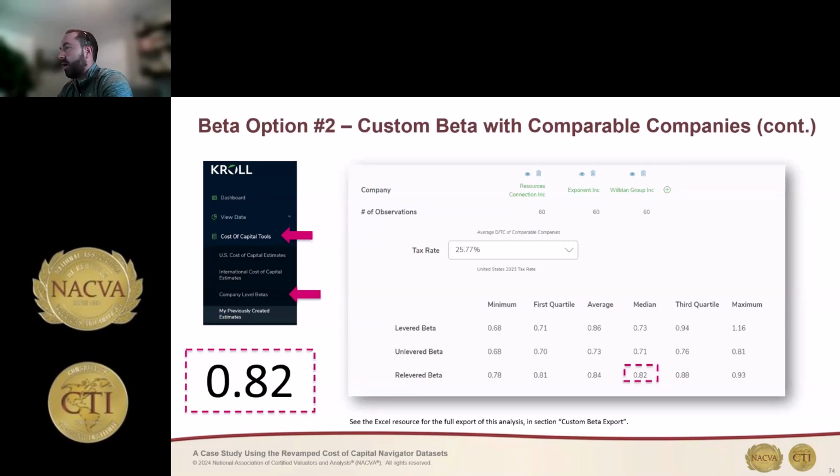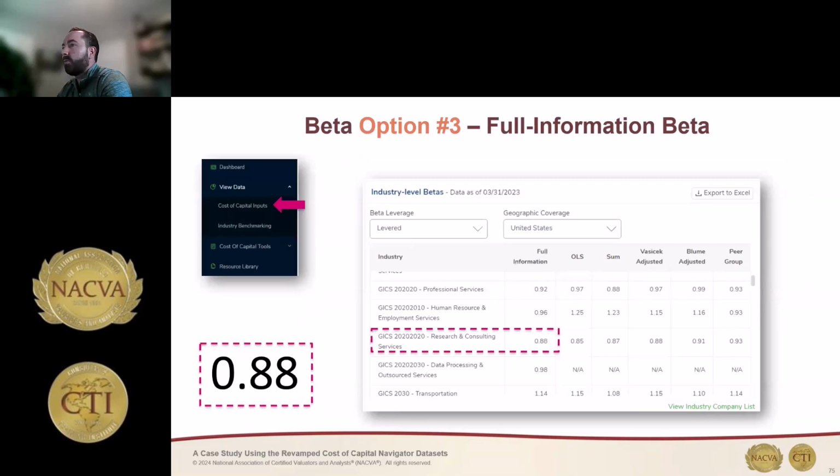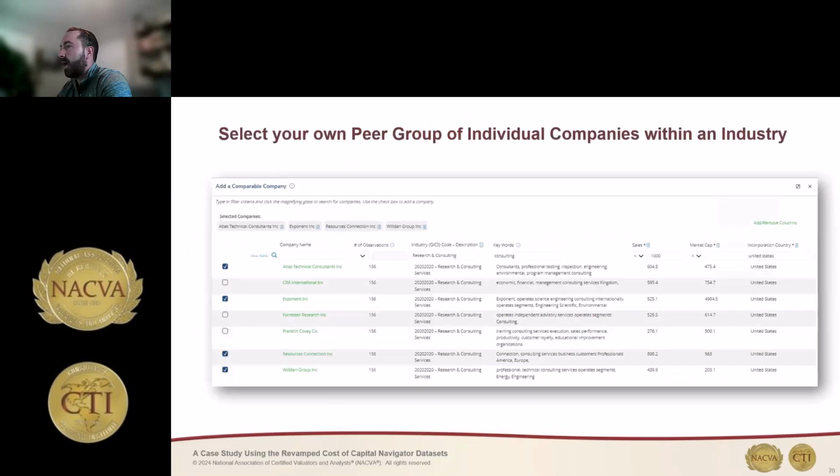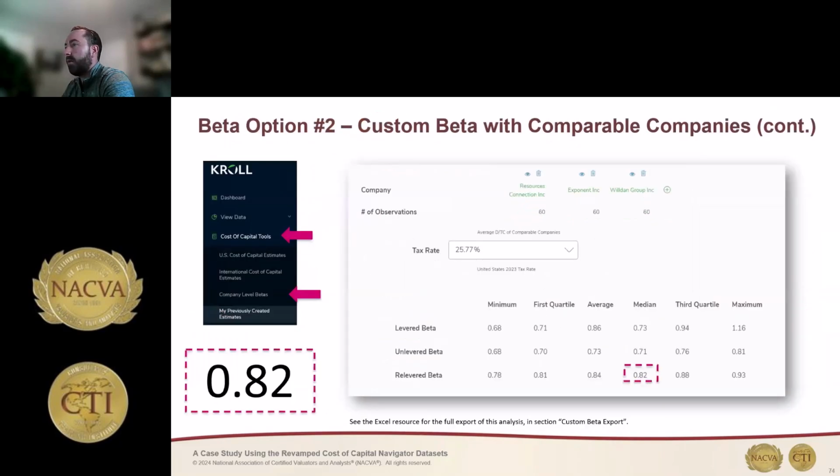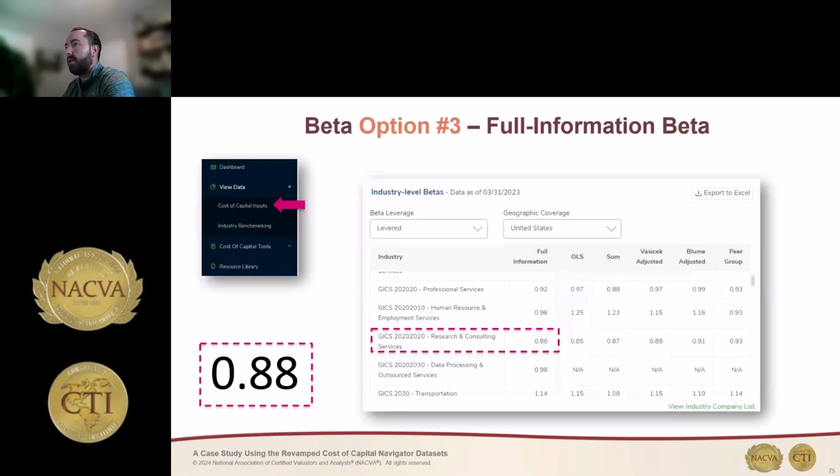And here we could be selecting a median relevered beta as an option. And then finally, back to the beginning where we talked about the differences between the pure play and non-pure play company level betas, and that would be your full information beta in that data table.